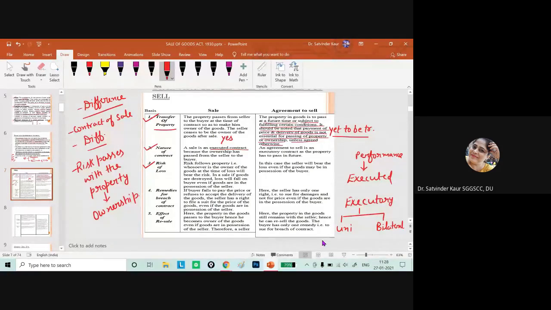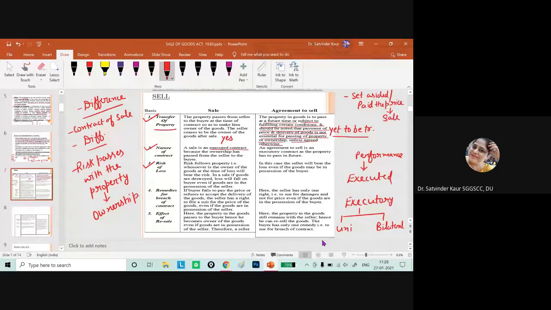Here I can share two examples. For example, I went to a particular shop and I have selected certain items and set aside those goods, and I have paid the price as well, right? So now when I have selected the items, set them aside, and paid the price, and the seller has accepted the price, it means that sale has taken place.